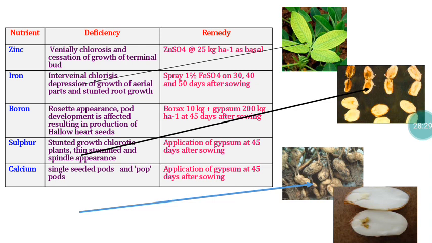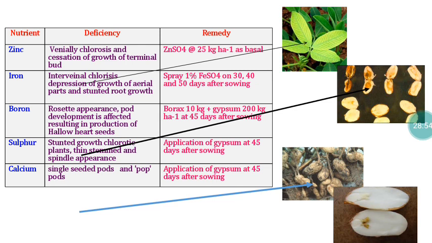So the vein alone becomes yellow in color, with the remaining area green. This causes some problems with photosynthesis, and photosynthate production will be reduced. So the kernel size and everything will be reduced. To overcome these problems, the groundnut crop should be applied with zinc sulfate at the rate of 25 kg per hectare as a basal.